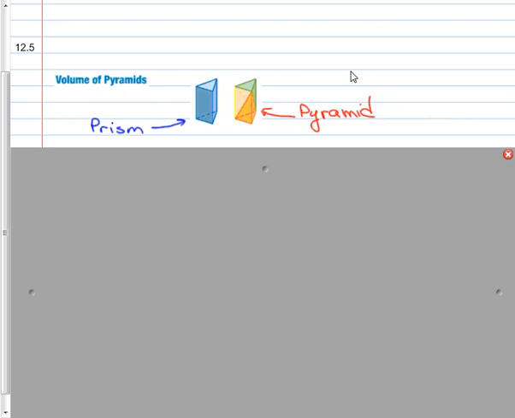How many pyramids came out of that prism? 3. Exactly 3. The orange one, the yellow one, the green one. The volume of a pyramid compared to a prism of exactly the same height and exactly the same base is going to be what fraction of that prism? 1/3. Because there are exactly 3 of these that could fit into one of these right over here. Exactly 1/3. And there is our formula.